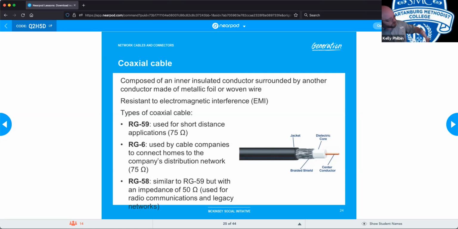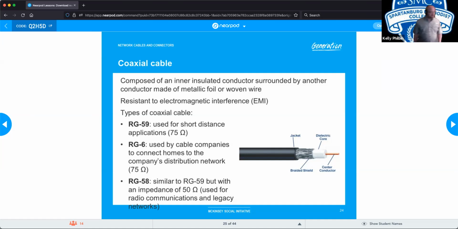This would be like from your wall to your cable modem, or from the cable modem to a TV, if you're hooking it up to a TV box or something like that. So RG58, RG59, those would be the ones you would use in your house. The higher number, RG59, is the most recent iteration. Long hauls between networks is the RG6, thick cable for long hauls.